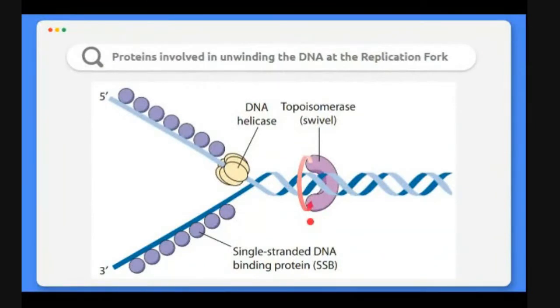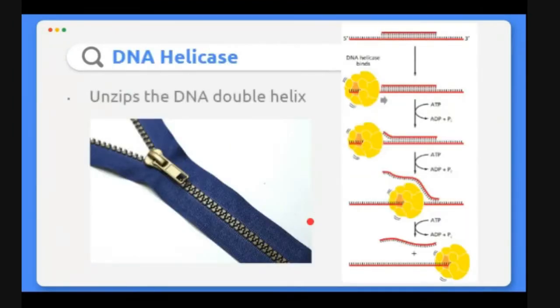Now, the next character that is involved in unwinding in the DNA replication fork is the DNA helicase. And ito yung pinaka-popular. Pinaka-popular kasi maraming ginagamit to sa pickup lines. Pero di ko na sasabihin sa inyo. I-find out nyo na lang.